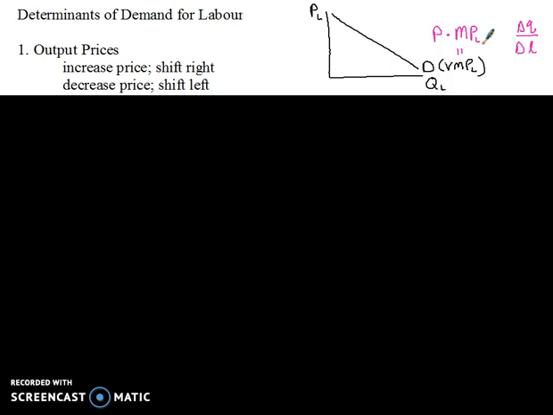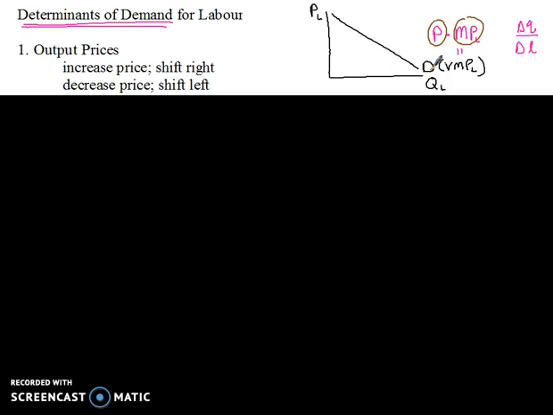Now, here's why that's important when we start thinking about determinants. Because remember what determinants are. Determinants are things that shift the demand curve. So the question is, what are the determinants that shift the demand curve for labor, that make companies want to buy more labor or less labor? And two of those determinants are right here. That is to say, the value of the marginal product of labor is the demand curve, and the value of the marginal product of labor is made up of the output price and the marginal product. So if the output price or the marginal product change, then that will shift the demand curve.